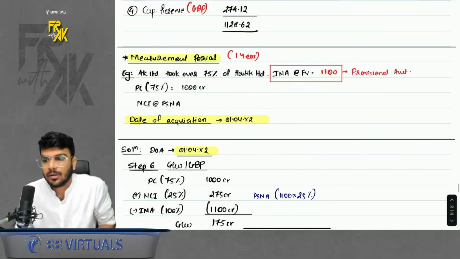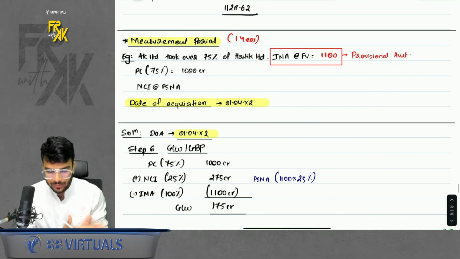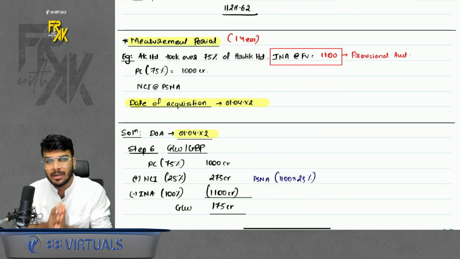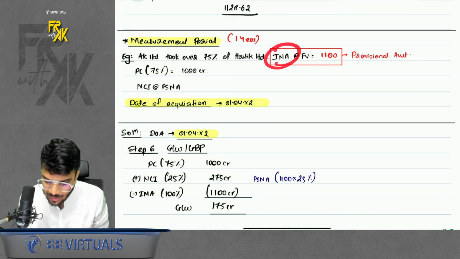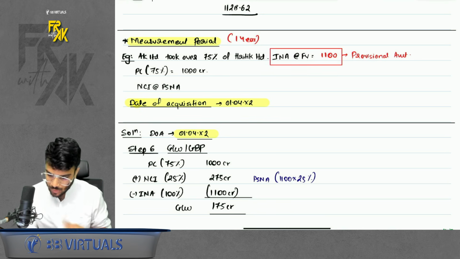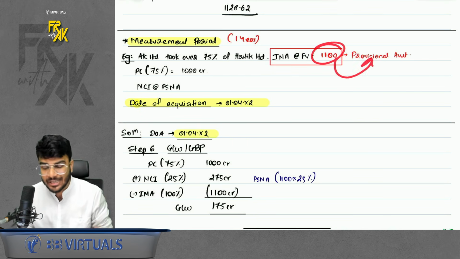Okay. Then we moved on to another point that was known as measurement period. Now, what is the meaning of measurement period? The standard identifies the fact that it is not possible to calculate all the values on the date of acquisition. So it is possible that for certain items you won't have the exact fair value on the date of acquisition. So for that, we will record them initially at a provisional amount.